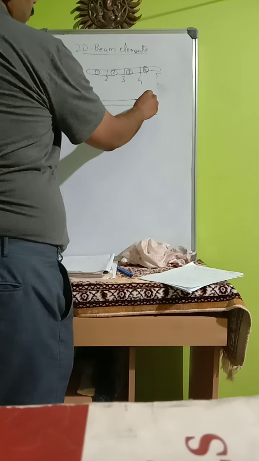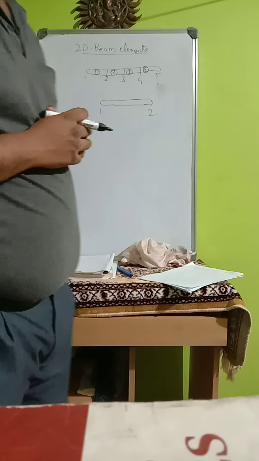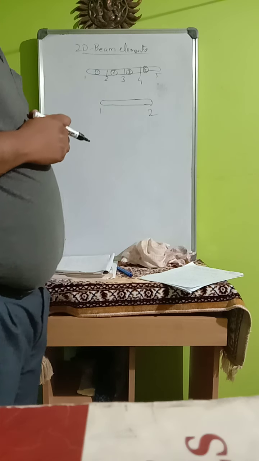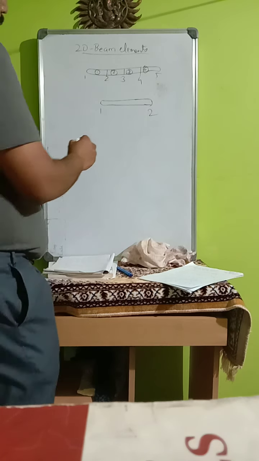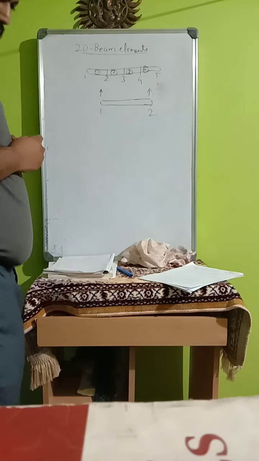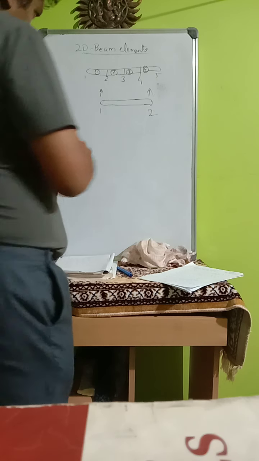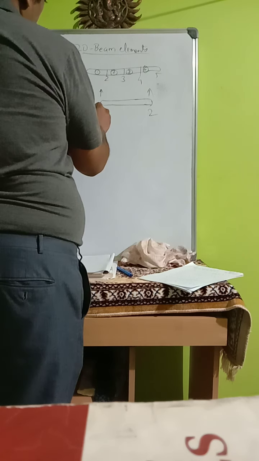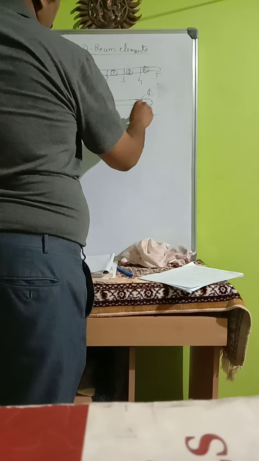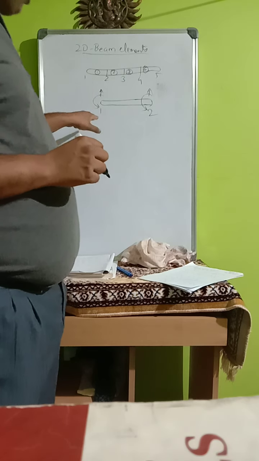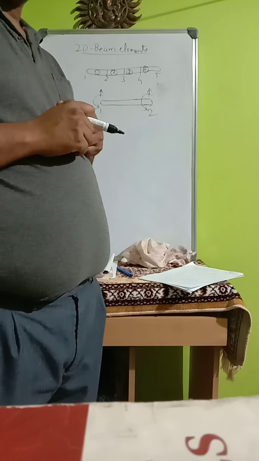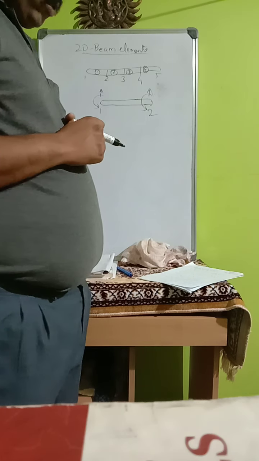So we have 2 nodes, and in each node we have 2 degrees of freedom. In beam elements, the degrees of freedom allowed are a transverse displacement and a rotation. So in each node we have 2 degrees of freedom: one is the transverse displacement and the other one is the rotation.